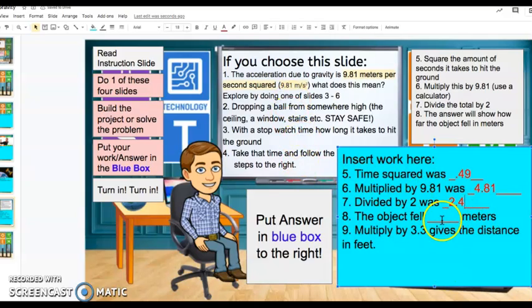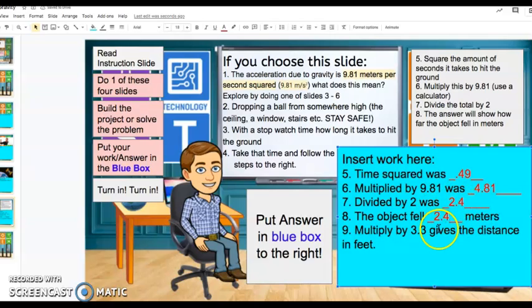So believe it or not, this whole problem is actually allowing you to figure out how tall or high something is just by using time. Since we know how fast a ball accelerates as it falls, we can figure out how high something is just by dropping something. Obviously it would change a little bit, acceleration-wise, if I was to drop it from a mountain or something like that. The object fell, so divided by 2 was 2.4. So it fell 2.4 meters.